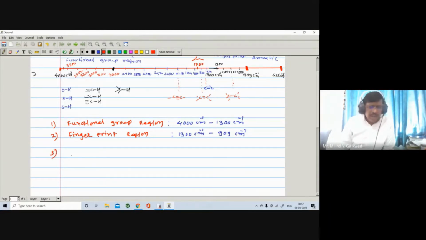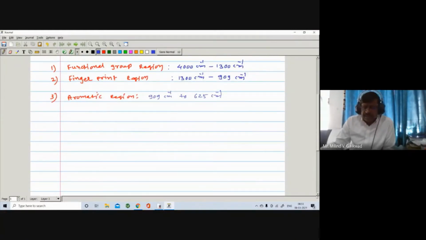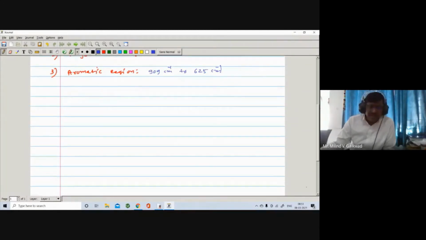The next region is called the aromatic region. The name itself tells that it is useful for finding aromatic compounds. What is the range? The range for this one is 909 cm⁻¹ to 625 cm⁻¹. So this is the range for the aromatic region. Whatever aromatic compounds are there, generally they will appear in this region.